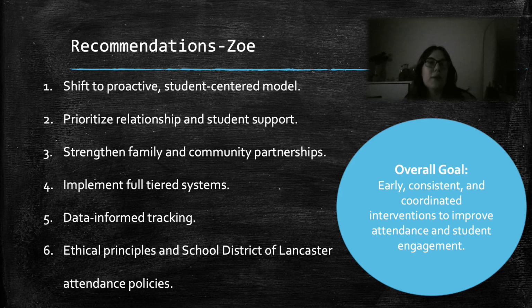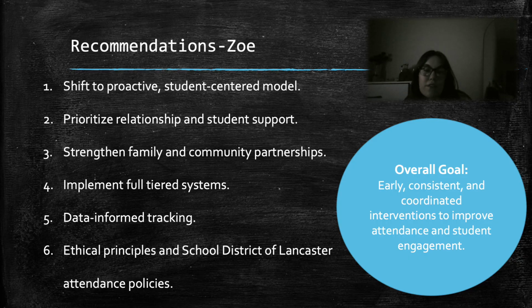With the data that we have evaluated, we have come up with 6 recommendations for Wheatland Middle School. The first recommendation would be to shift from reacting after 6 absences to identifying concerns after just a few, and using real-time data to flag patterns and reach out to families early on. We also think it's important to prioritize relationships and student support, move away from punitive approaches, and build belonging through mentoring, advisory groups, and restorative practices with counselors and social workers leading the support.